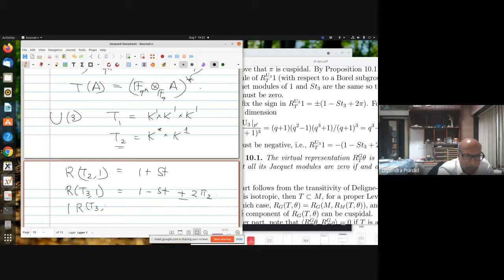R_T1(1) against R_T1(1) is equal to 6, because this is the order of the Weyl group of T1. So the Weyl group of T1 is S3, whereas the Weyl group of T2 is Z mod 2.